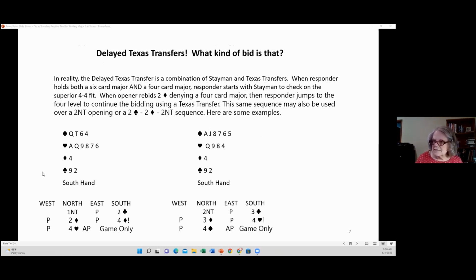Let's say you're holding this hand right here, this south hand. This is a highly distributional hand, isn't it? Notice you have 4 spades and 6 hearts. Your partner opens a no trump and you think, well, okay, I know we do have a heart set, but I have 8 high card points and lots of distribution here.